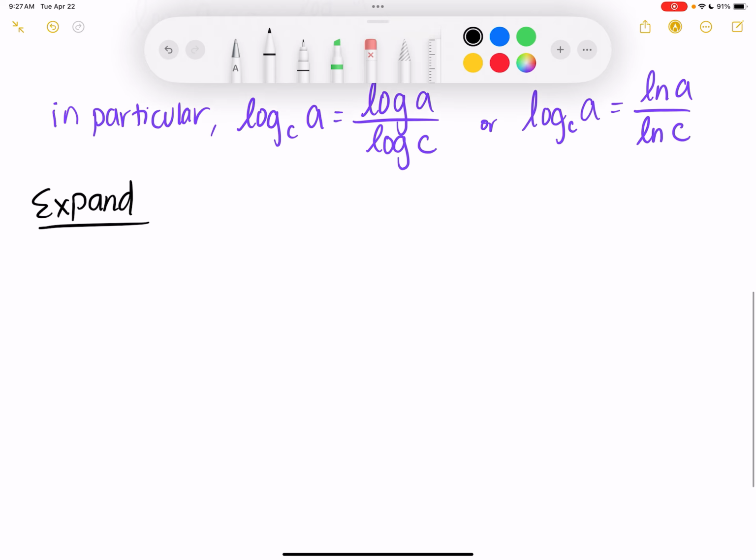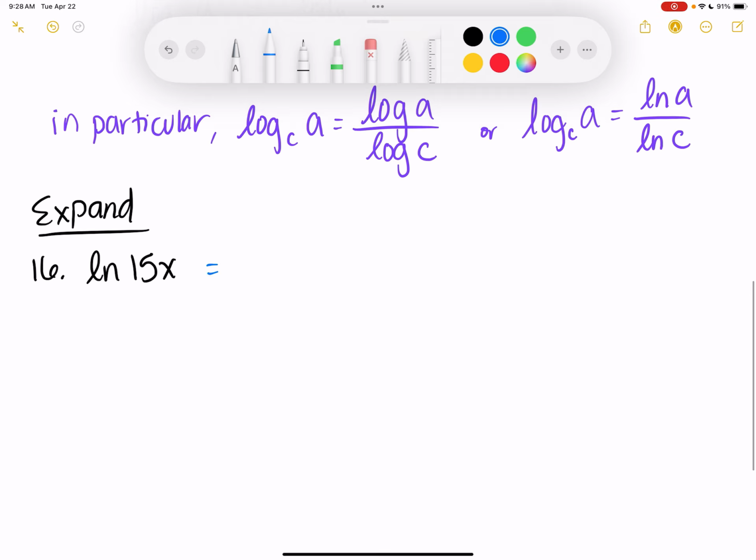So number 16, we've got the ln of 15x. Those two things are being multiplied by each other. The log of a product is equal to the sum of the logs. So I rewrite this as the ln of 15 plus the ln of x.